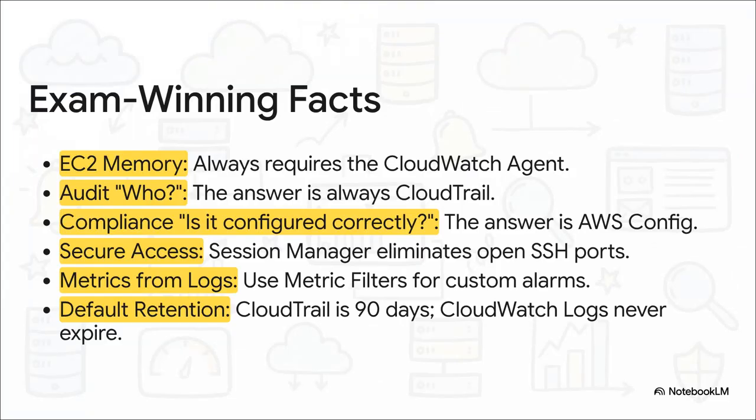Okay, these right here are your exam-winning facts. Seriously, burn these into your brain. First, EC2 memory, that always needs the CloudWatch agent. Auditing, who did what? The answer is always CloudTrail. Compliance, as in, is it configured correctly? That's AWS Config. For secure access, Session Manager is your best friend. No more open SSH ports. Need to create alarms from log files? Use metric filters. And finally, those default retentions. CloudTrail is 90 days, but CloudWatch logs, they never expire by default.